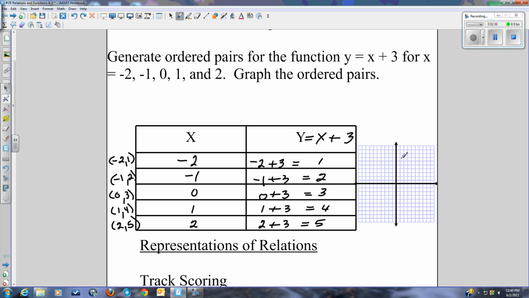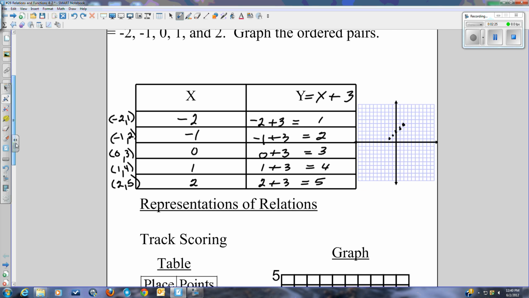So let's go ahead and graph those. We go to the left 2 and up 1. To the left 1 and up 2. We stay at 0 and go up 3, right 1 up 4, and right 2 and up 5. And you can see that we do get a straight line. Now I didn't say to connect them, it said just to graph the ordered pairs.